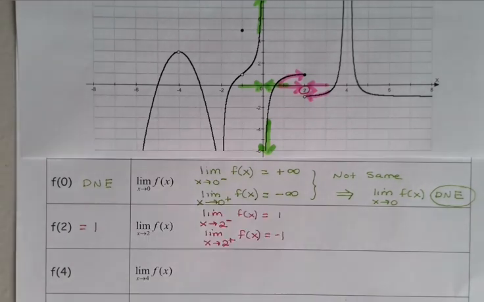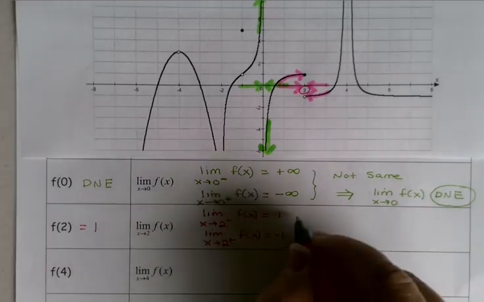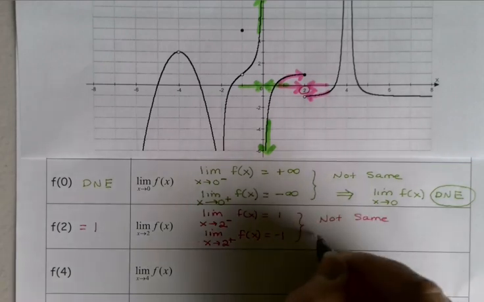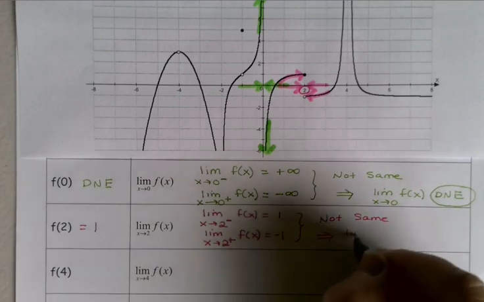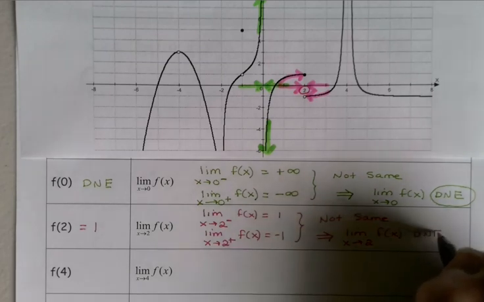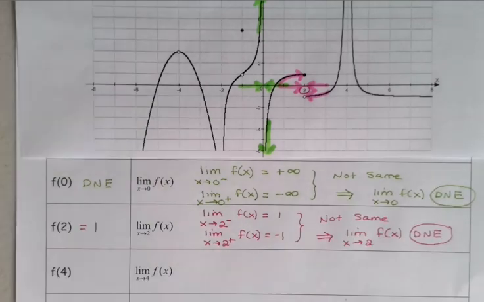Again, the left side and the right side, the one-sided limits, do not match. And therefore I have to say that the two-sided limit, just the limit as x approaches 2 of f of x, does not exist. Typically, we don't bother writing out the one-sided limits unless they're going to disagree. And that's just sort of a way of showing or proving that the two-sided limit doesn't exist.